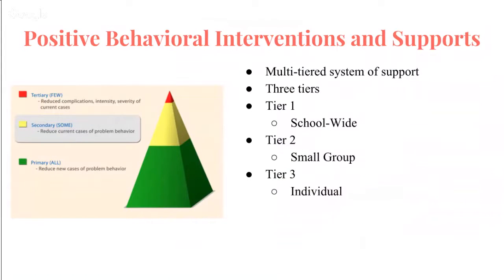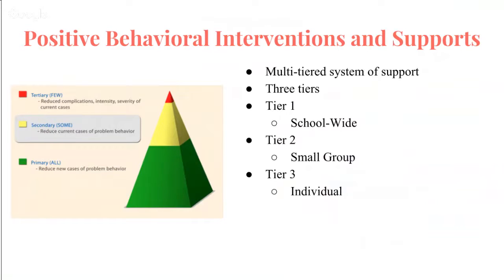PBIS involves a multi-tiered system of support that consists of 3 tiers. Tier 1 involves school-wide, Tier 2 is small group, and Tier 3 is individual. Tier 1 focuses on preventing the development of new incidents or occurrences of problem behaviors by implementing high-quality learning environments for all students and staff and across all settings.